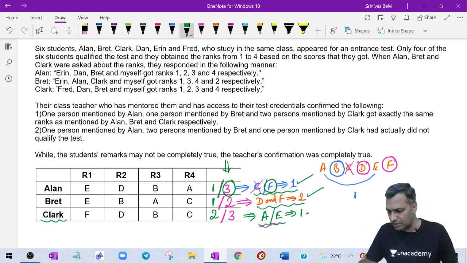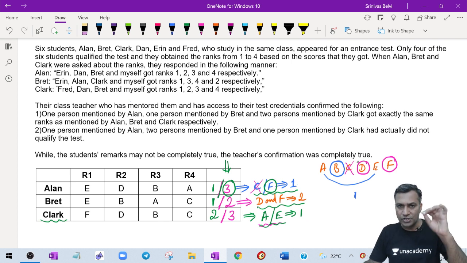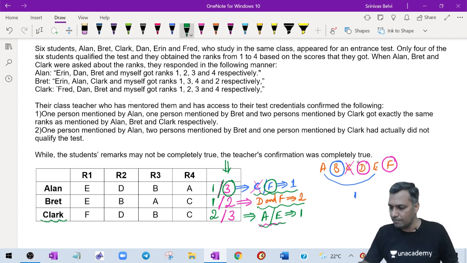E and D are missing. Between them, one person is getting the rank. Once you go there, you now confirm that B got the rank, D got the rank, and F got the rank. They got some ranks for sure. And between A and D, one of them has got the rank.